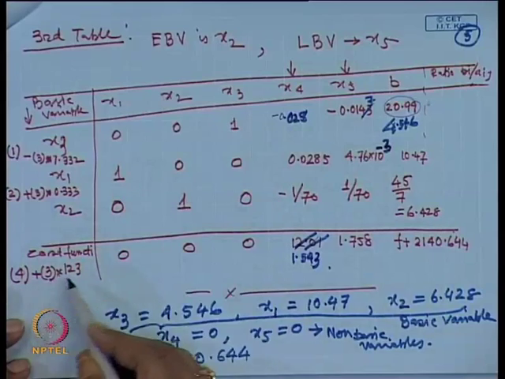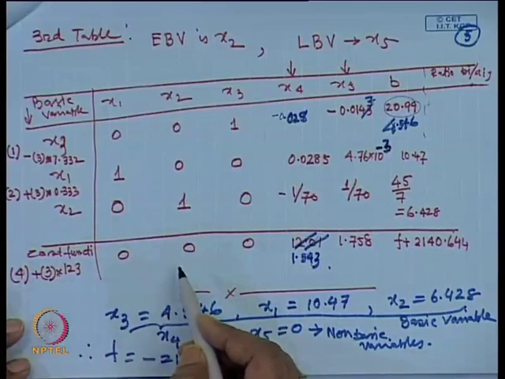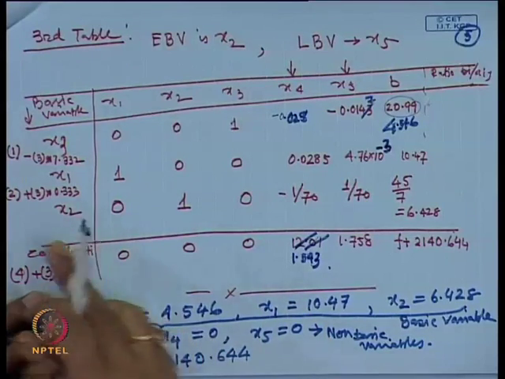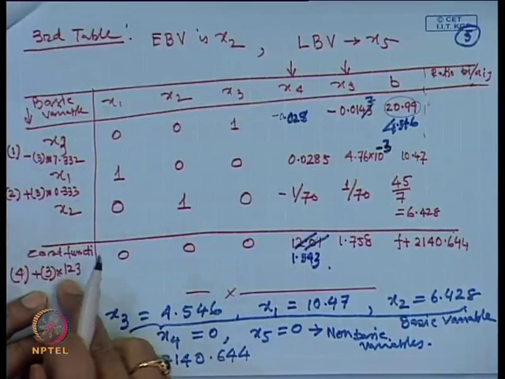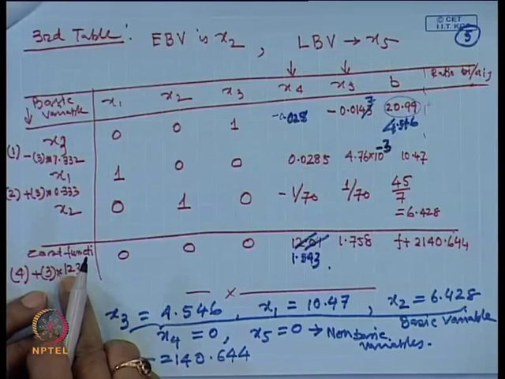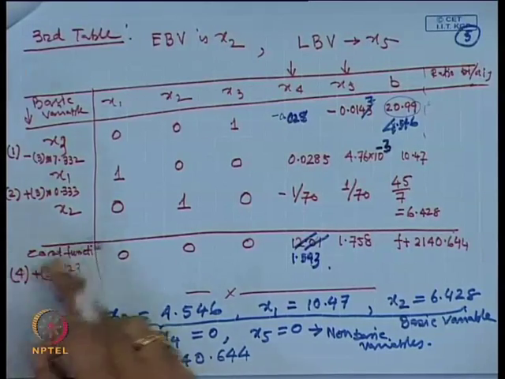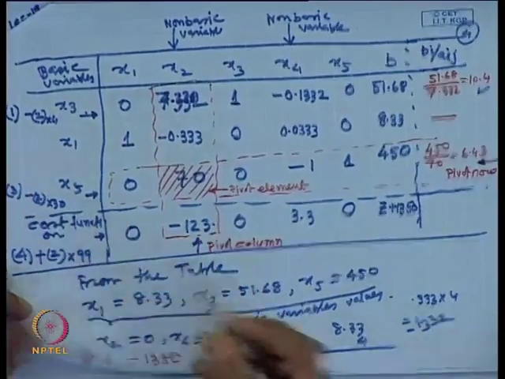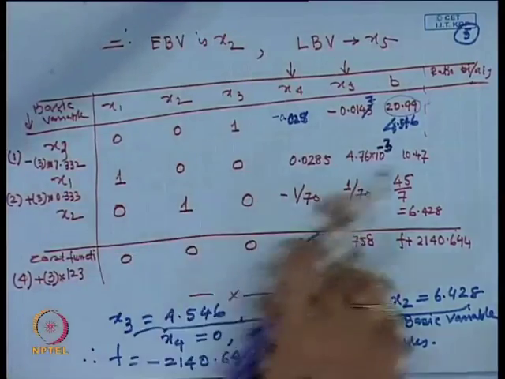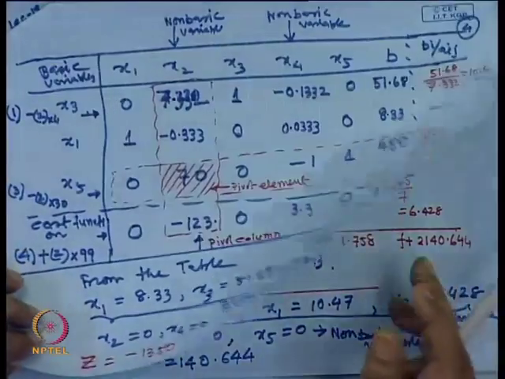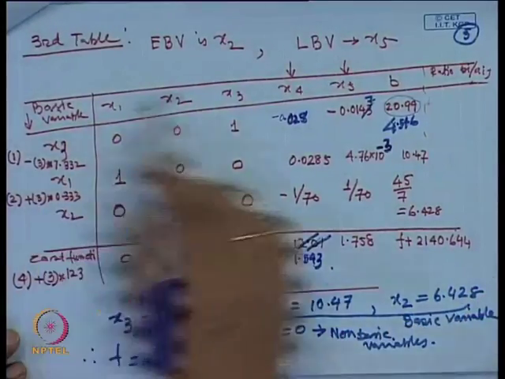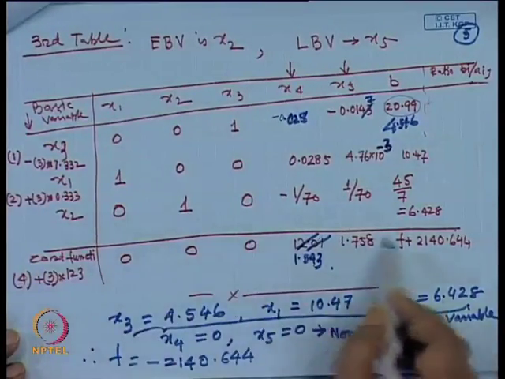Similarly, in the x4 equation, the cost function equation, we can eliminate x2 by multiplying this equation 3 by the coefficient and adding it to equation number 4. When we take equation number 3 corresponding to this equation, agree? So, this you are doing. After doing this, look at the last row of the cost function.